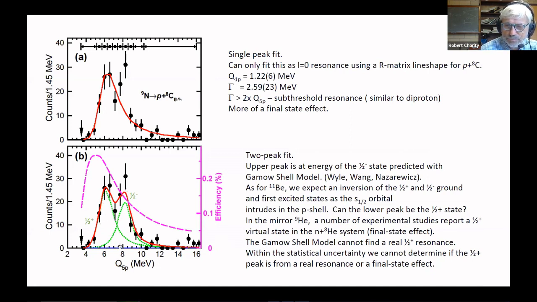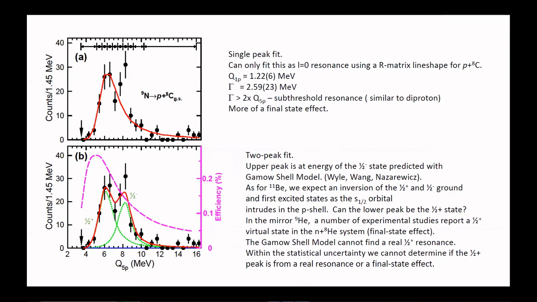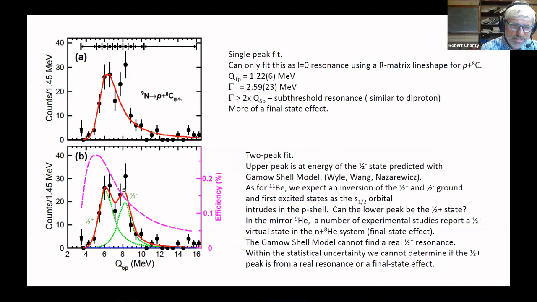And indeed, we asked our theoretical colleagues where these states would be, and this was with the gamma shell model, Josh Wiley and company, and they say the 1/2 minus is right here. So this gives us some confidence. This is correct. They don't find a 1/2 plus, and that's maybe not surprising because, as I said, it was a virtual state in the mirror nucleus, so it probably would be a subthreshold resonance, and that wouldn't show up. So if that's the case, this is not a real resonance, but this would be.